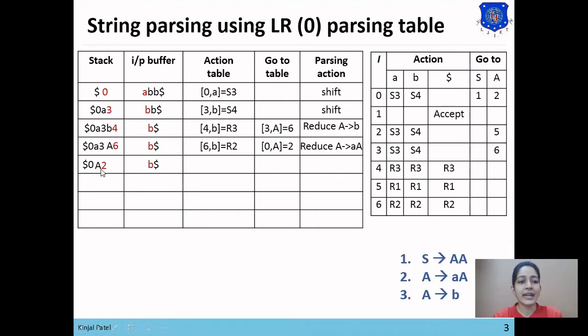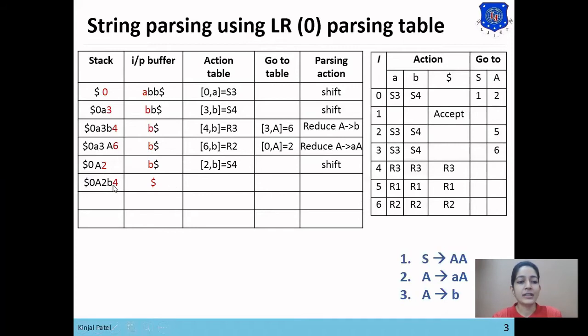Now we'll see for the entry from 2 to B in parsing table. So from 2 to B, there is action S4. So shift 4 action will be performed. So here action is shift. So input from input buffer will be shifted to stack. So 0 A2 as it is, and B will be shifted onto stack with value 4 as shift has value 4. And there is dollar in input buffer.